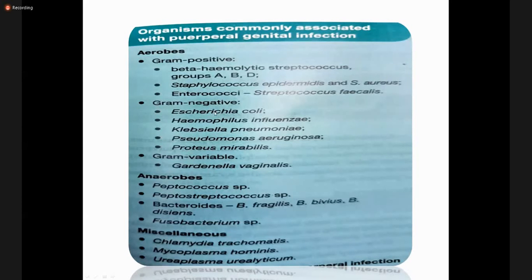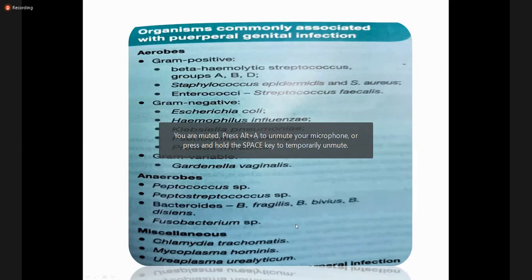These are the organisms, a picture taken from 10 teachers, commonly associated with puerperal genital infections. These are aerobes, anaerobes and miscellaneous. In aerobes, the most common organism is beta hemolytic streptococci, in which group A is the most virulent and the most common organism causing puerperal sepsis. Others are Staphylococcus epidermidis, S. aureus, Enterococci. In gram negatives, you will have E. coli, Haemophilus, Klebsiella, Pseudomonas. And the other anaerobes are also there. So it is a polymicrobial infection.